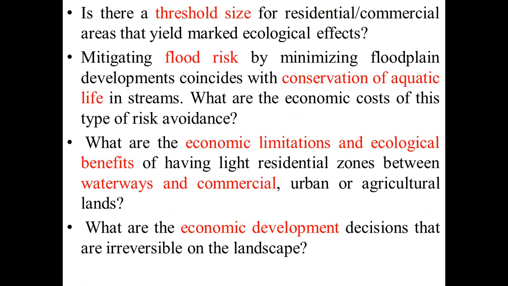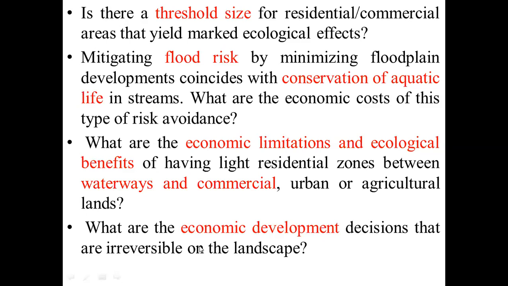If there is any threshold site, any thickly populated place, when you compare our place with metropolitan cities, metropolitan cities have too much residential and commercial area. That is the threshold size, because the area is less and the population is more. In that case, how do you manage the ecological effects? And if there is flood risk, if there are too many floods, how do you conserve the aquatic life in the stream? That would be a point of concern.